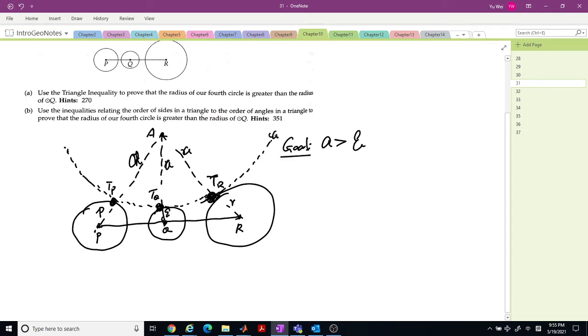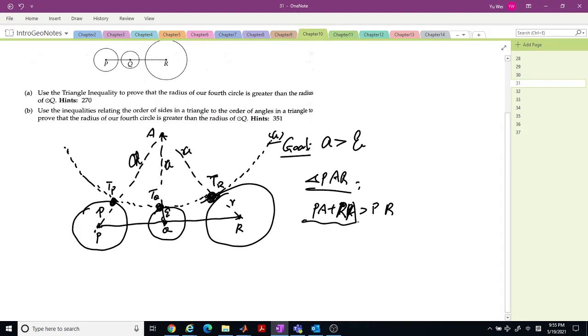Right, this is the A. So the way we can do it is we can see a triangle, the PAR. Okay, so in the triangle PAR, we have the two sides PA plus the RA is greater than the PR.